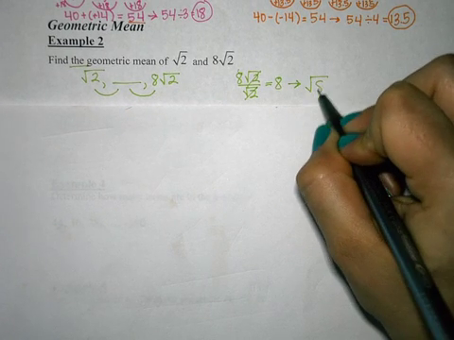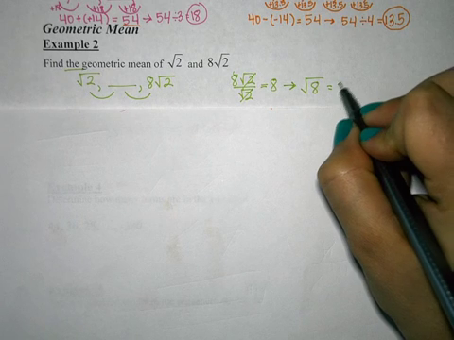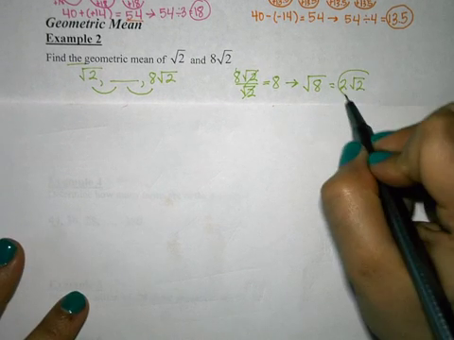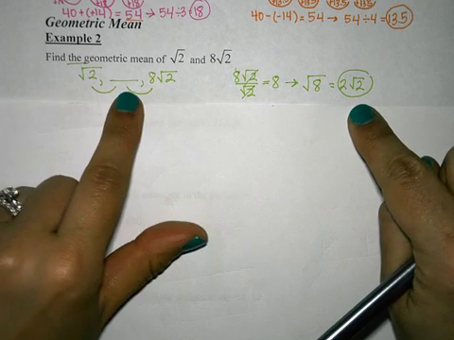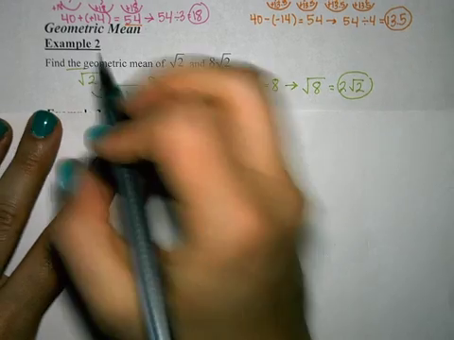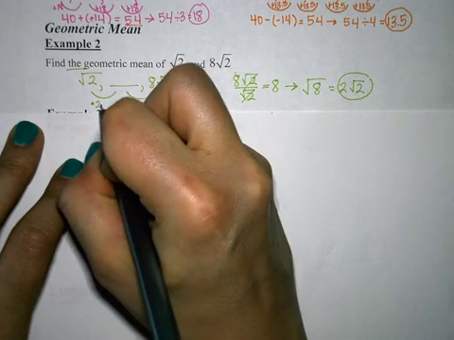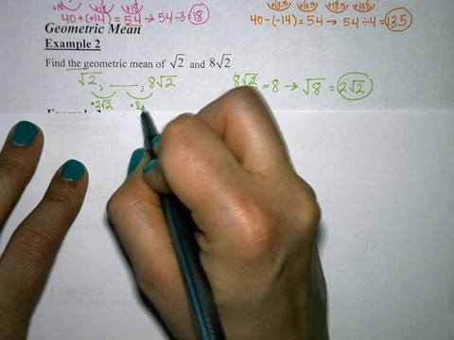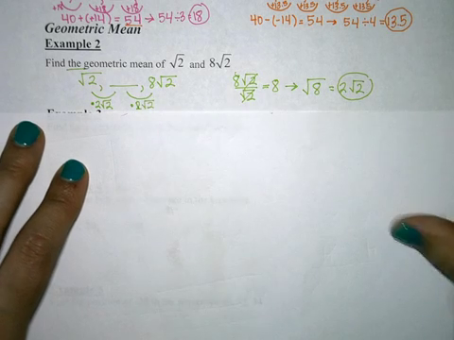So the square root of 8 comes out to 2 root 2. So that is not the number that goes in between. 2 root 2 is the number that I multiply by each time. So I'm going to take root 2 and I'm going to multiply by 2 root 2. And then whatever I get, I'm going to multiply that by 2 root 2. And that should give me 8 root 2.